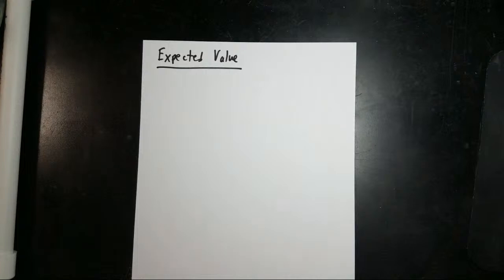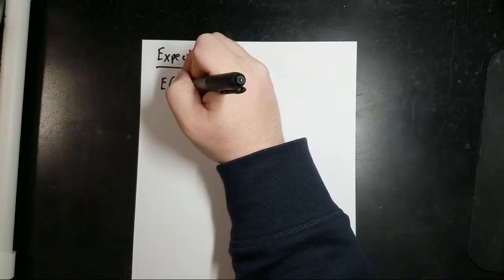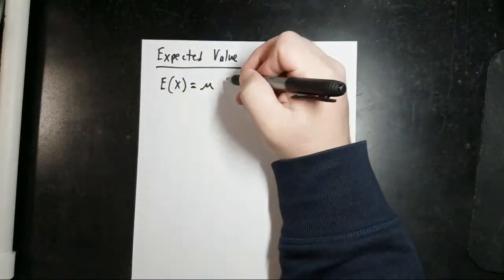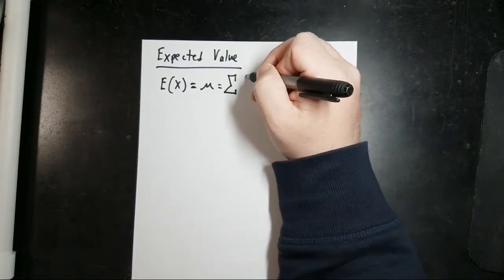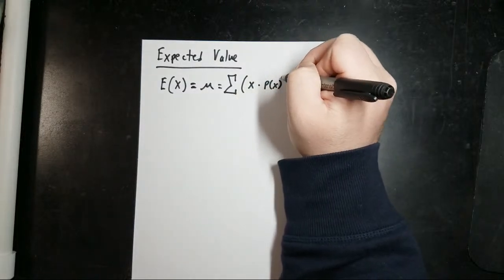Expected value is when they give you some kind of a model where different events have a different chance of happening, and you can calculate expected value by doing the following calculation.